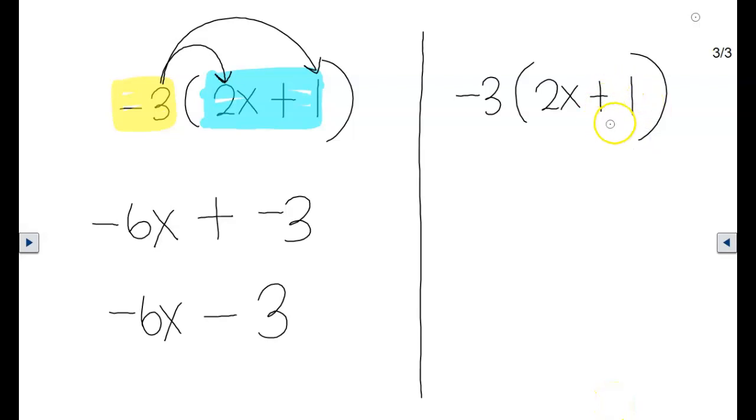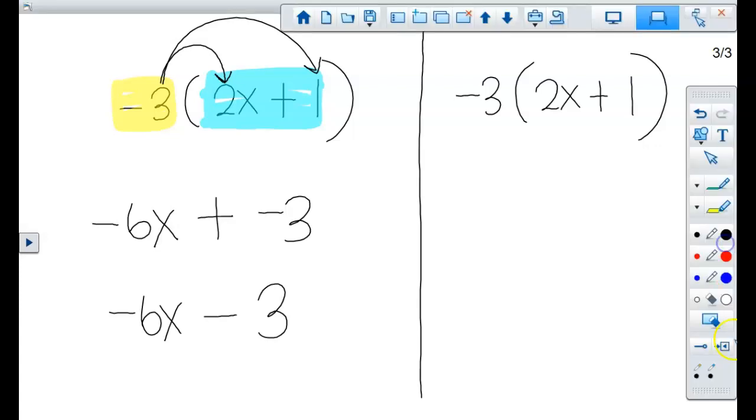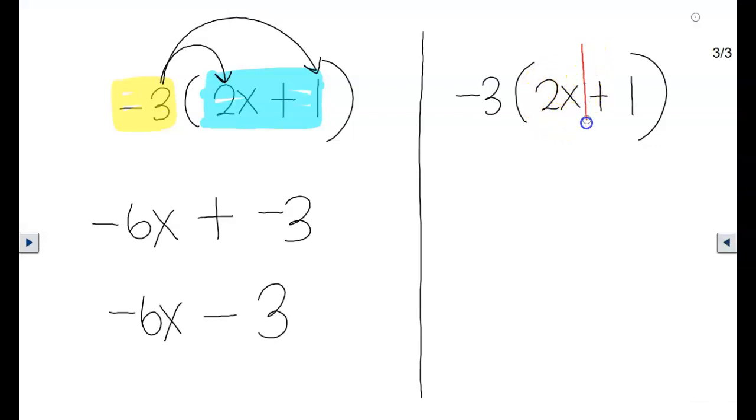I'm not going to go up here looking for a sign and carry it down. Instead, I'm going to look at my group and divide it into the two members. The first member is a 2x, so I'm going to draw my line right after that first member. So my group consists of the members 2x and, guess what? Positive 1. 2x and positive 1.